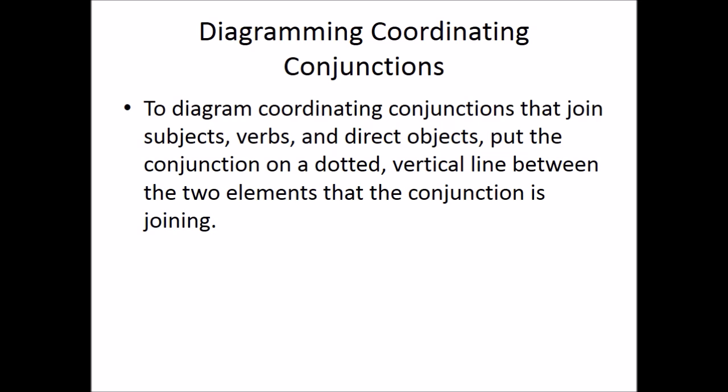Okay, so to diagram coordinating conjunctions that join subjects, verbs, and direct objects, you're going to put the conjunction on a dotted line that is vertical, meaning straight up and down. That vertical line is going to go between the two elements that the conjunction is joining. Now that probably meant nothing to you, so let's actually look at an example.